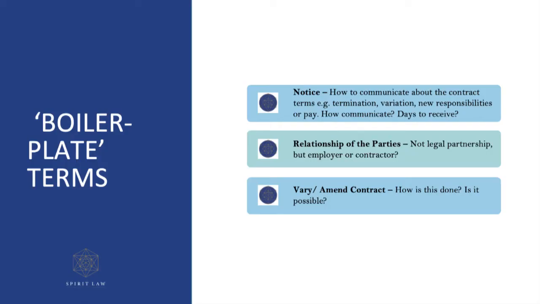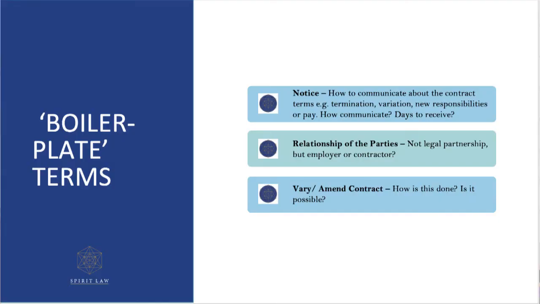You're also going to have something around what kind of relationship it is. So although you've got an intention to create a legal contract, you're not forming a legal partnership or long-term relationship. And in that sense, you're both individuals responsible for your own individual relationship. You'll also have a clause in there about how to vary or change the contract and what needs to happen in order for those changes to be made, and if that's possible.